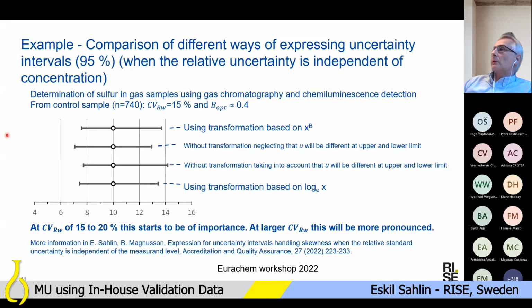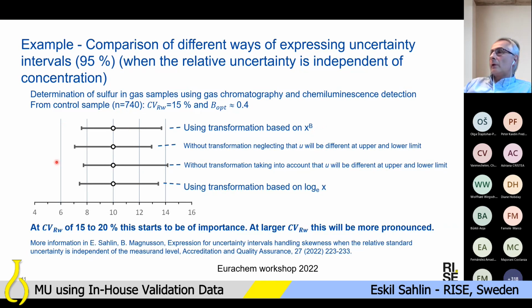When we optimize B to transfer the distribution of the control sample, we will find that a B value of 0.4 will transfer these results to a normal distribution. So here we actually have a distribution for the control sample that is somewhere between a normal and a log normal distribution. And then we have calculated uncertainty intervals in different ways and compared them. In the upper part here, we have calculated an uncertainty interval around a nominal value of 10 based on the power transformation that we described here. And we will end up with this interval here.